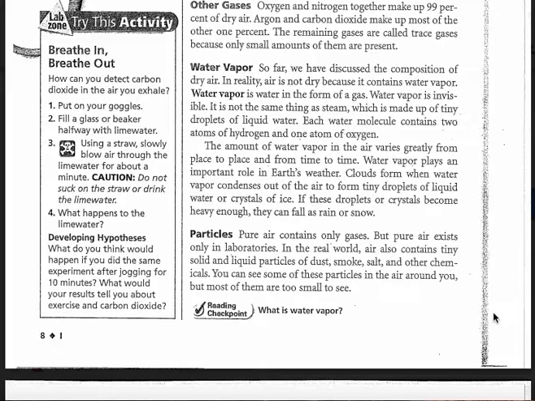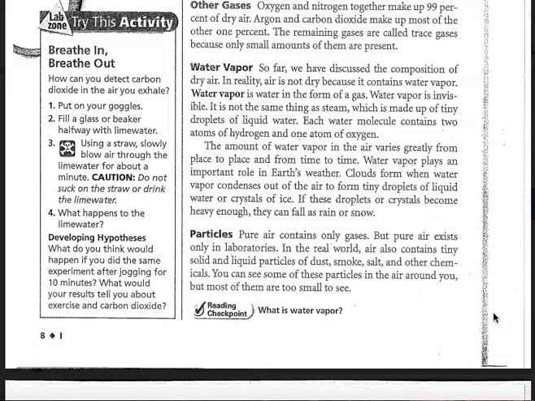The amount of water vapor in the air varies greatly from place to place and from time to time. Water vapor plays an important role in Earth's weather. Clouds form when water vapor condenses out of the air to form tiny droplets of liquid water, or crystals of ice. If these droplets or crystals become heavy enough, they can fall as rain or snow.